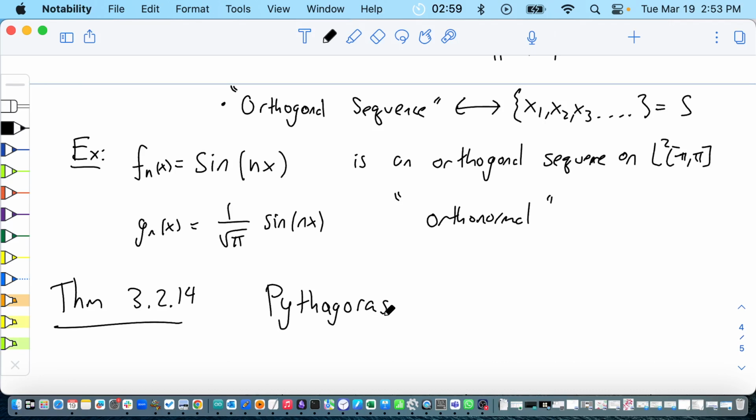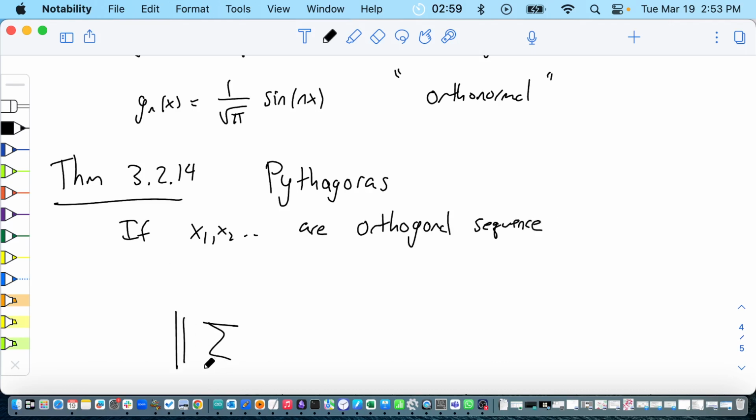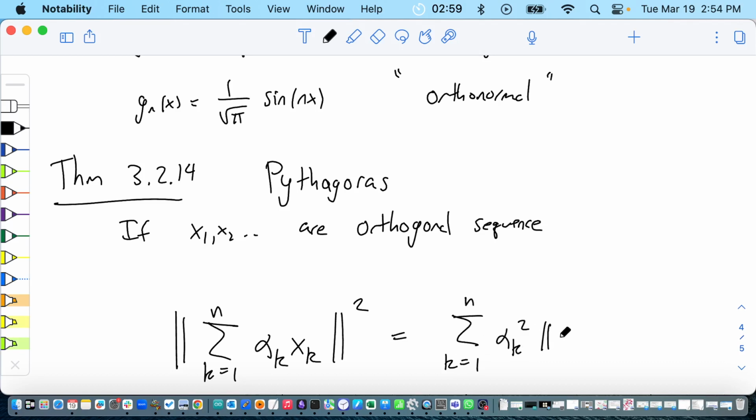Okay. What does Pythagoras say? It says that if you have an orthogonal sequence x1, x2, then I'm going to write it like this. The norm of the sum from k equals 1 to n of alpha k xk, and I'm not even going to put in coefficients, this norm squared. So you do some linear combination of some things in your system. Well, you could have done it like this. The sum from k equals 1 to n of alpha k squared, xk squared.